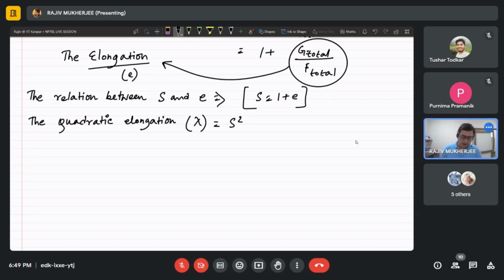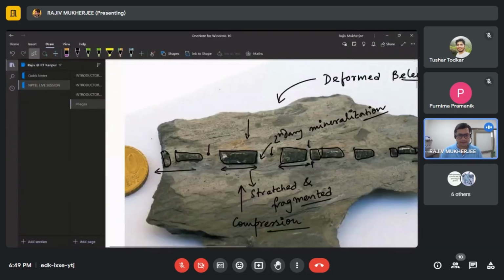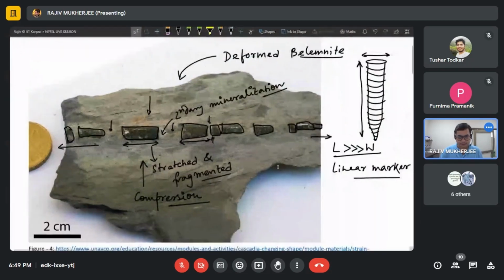Now the case is that in the photograph you can eventually see that the end parts of the fragments are not properly preserved.